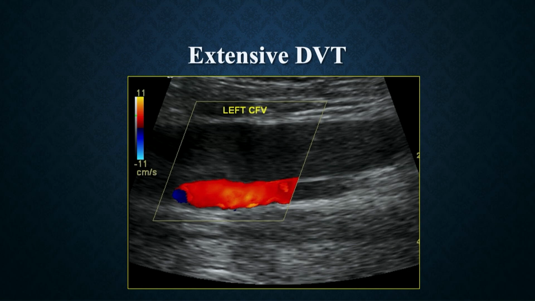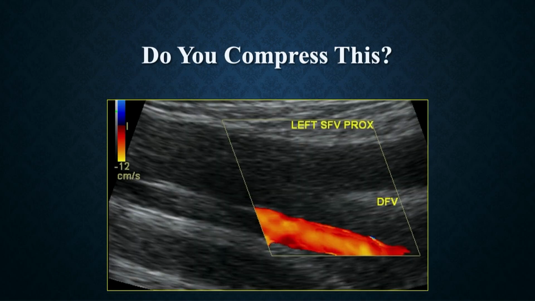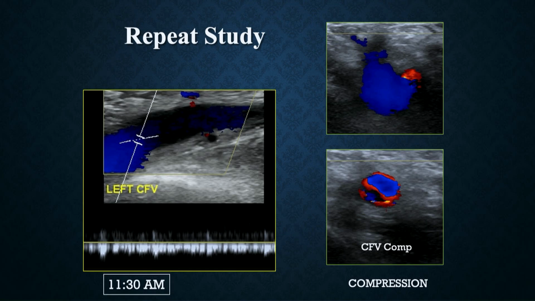And so this was read out at an outside institution as extensive DVT, extending from the common femoral through the femoral all the way down. We don't see any flow and you see all those echoes. Do you compress this? Well, this patient was then sent to our institution for admission and treatment.